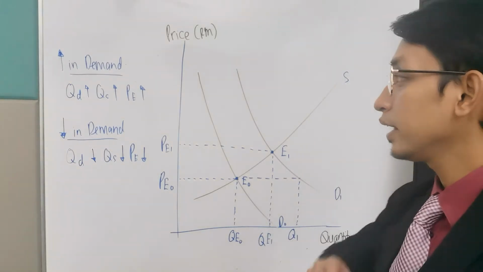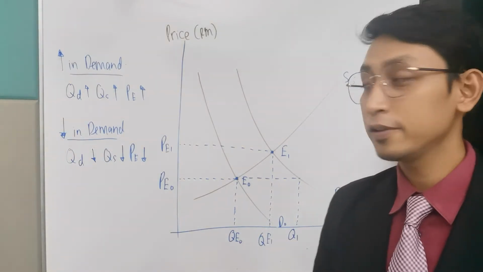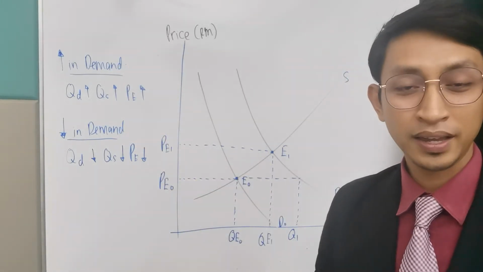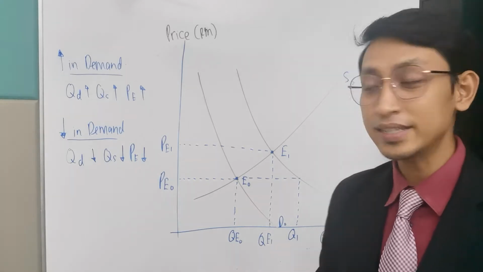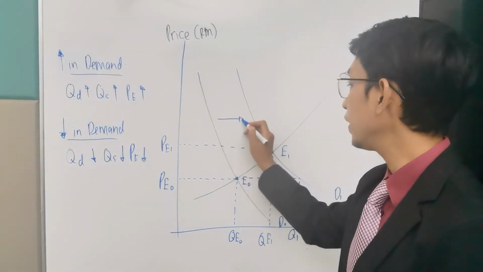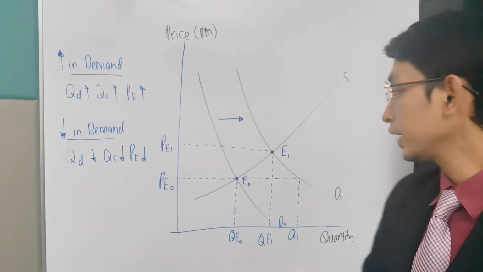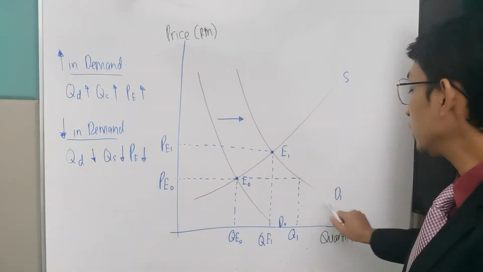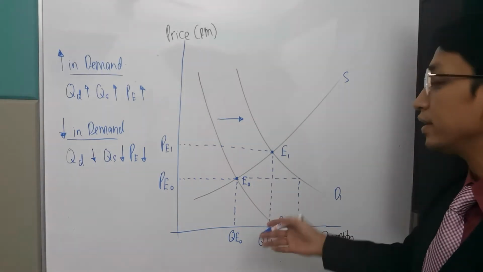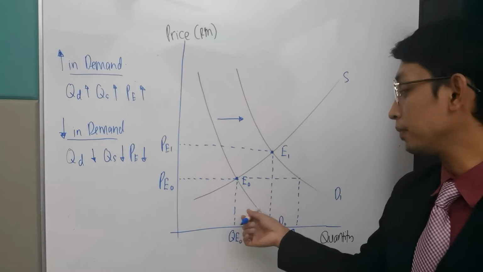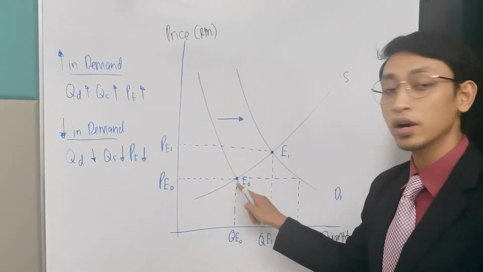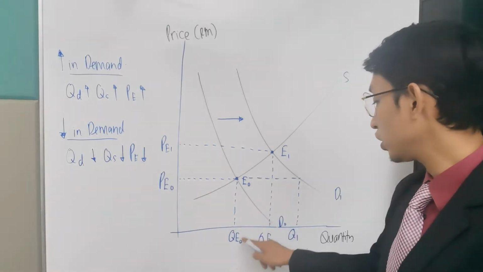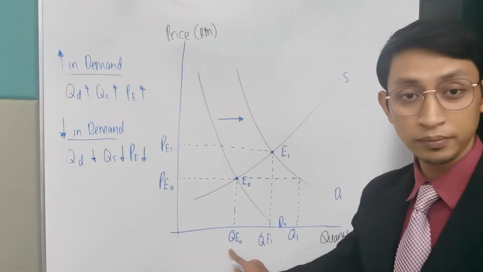Okay, so guys, there are two types of changes in demand. First one is increase in demand. Second one is decrease in demand. Okay, so if we have increase in demand, our demand curve will shift to the right. Okay, so this is our original demand curve D0, and this is our new demand curve D1. So what's the effect to the market equilibrium? So originally our equilibrium was here, E0, and we have price equilibrium naught and also quantity equilibrium naught.